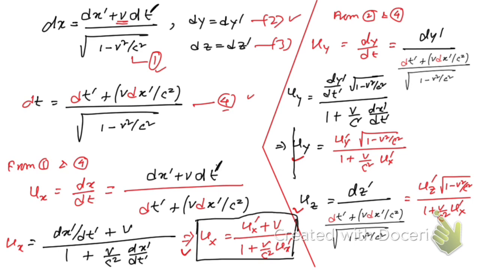So these are the required results. This is c square. Hope you have understood this. And the last one is this. So this is all about the transformation of velocities, the relative transformation of velocities.